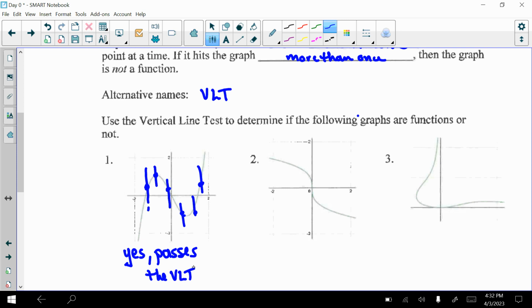Okay, so for this one, this is a cube root function. Like I can draw vertical lines. Right here, it appears to not pass. It appears to fail it, but it really doesn't, knowing a cube root function. There's just a bunch of points right there that are really, really close to the y-axis. This one is a yes, passes the VLT.